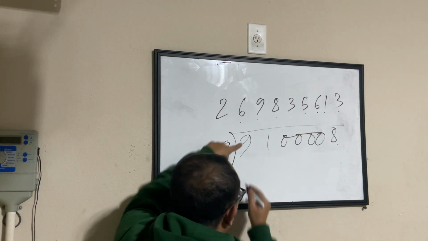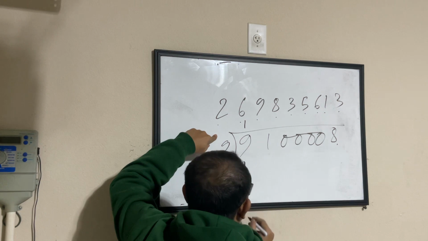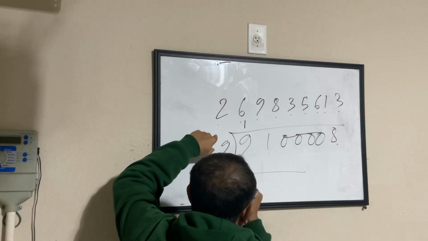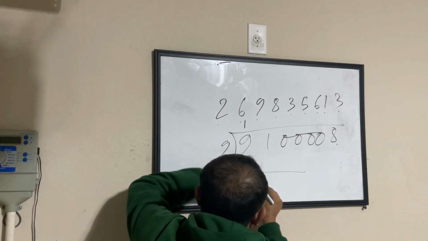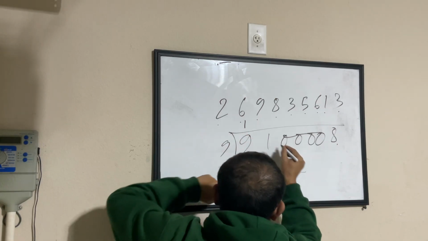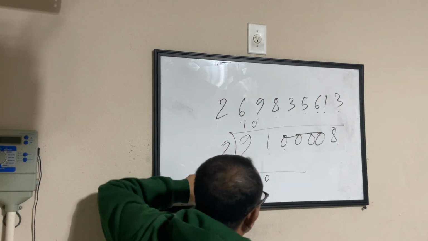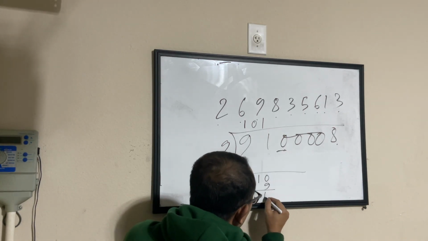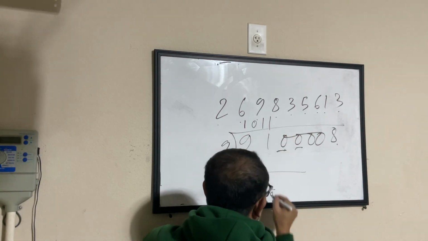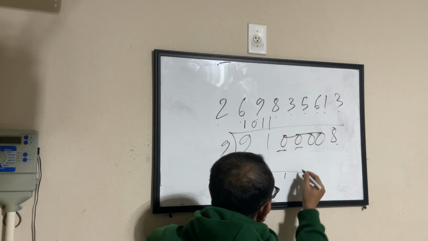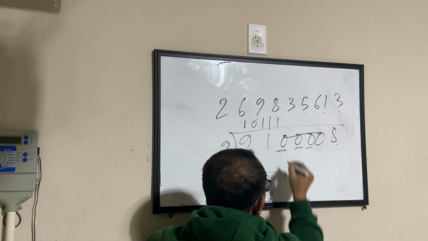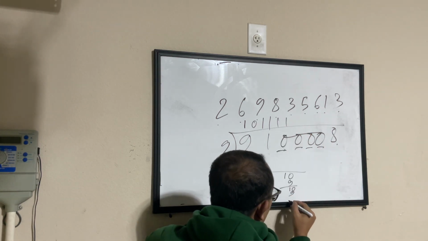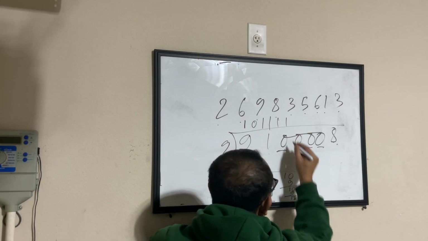You start from here. 9 ones are 9, done. Then 1 comes down. With 1 you cannot do anything, so you need the next 0 also, so you put a 0 here. Now 9 ones are 9. What is remaining? 1. Then this 0 comes down. Again 9 ones are 9, 1 remaining. Then this comes down. 9 ones are 9, 1 remaining. Then this 0 comes down. 9 ones are 9, 1 remaining. Then this 8 comes down. 9 twos are 18.